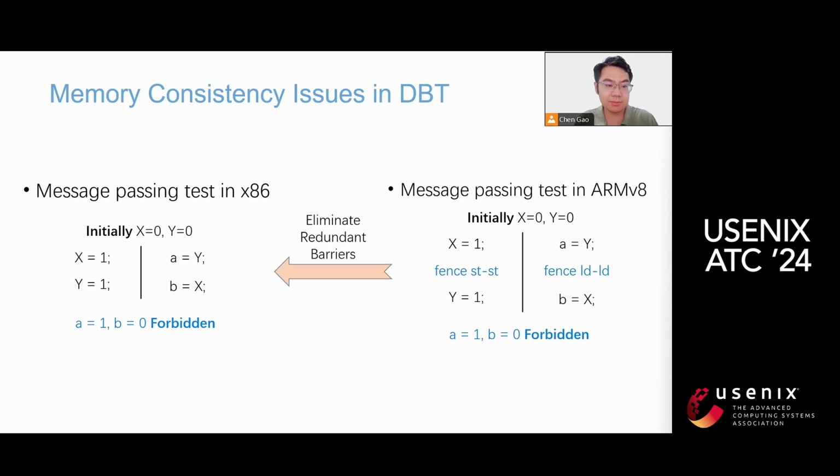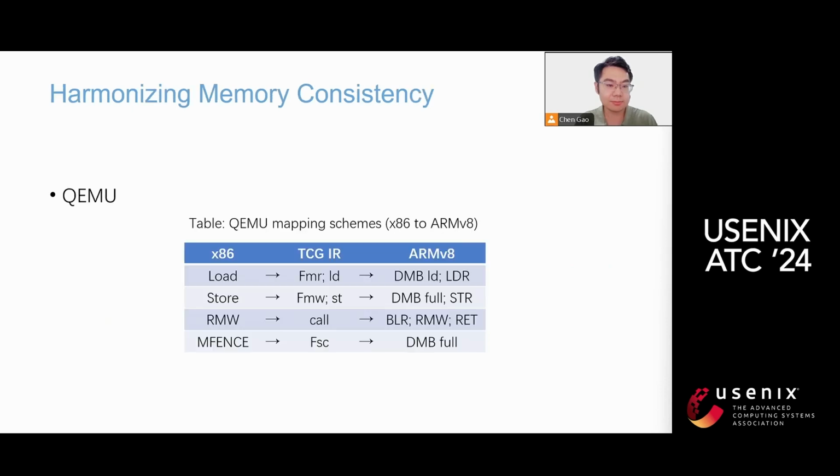Conversely, when translating from a weak memory model to a strong memory model, many barriers become redundant and need to be eliminated to avoid unnecessary performance loss. There has been some recent work proposing methods to harmonize memory consistency. QEMU adopts mapping schemes as shown in the table.